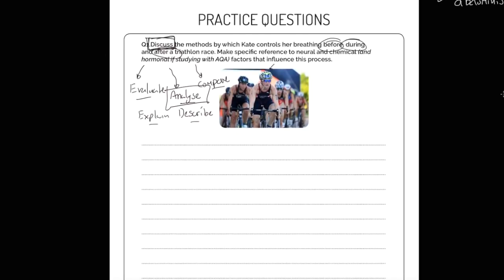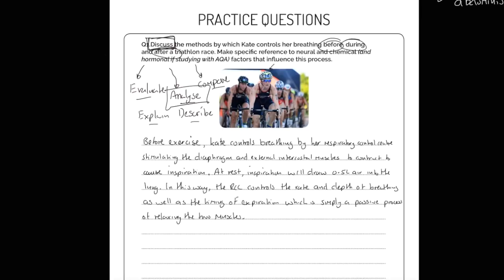And I should say to you guys as well, I'm not expecting you to get the entire answer down now. I wholly expect you, in the break between the little sessions that we do this evening, or whenever you're watching this on demand, to spend time getting a perfect answer. I'm just giving you an indicative start point. Okay, so first part of my answer. Before exercise, I'm breaking it down into one part. Before exercise, Kate controls breathing by her respiratory control center stimulating the diaphragm and external intercostal muscles. So there's the musculature, to contract, to cause inspiration.